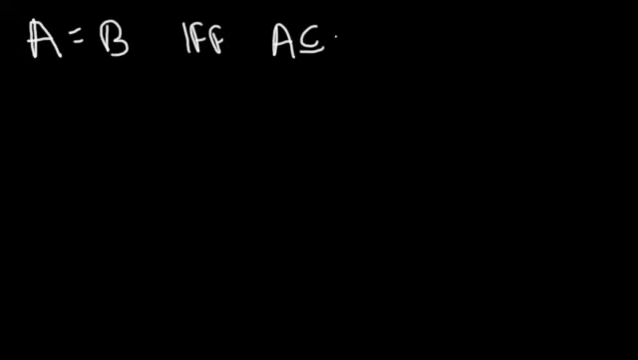If A and B are equal, then we say set A is equal to set B, and this can only take place if and only if A is a subset of B and B is a subset of A. So now let's try to work out some examples.